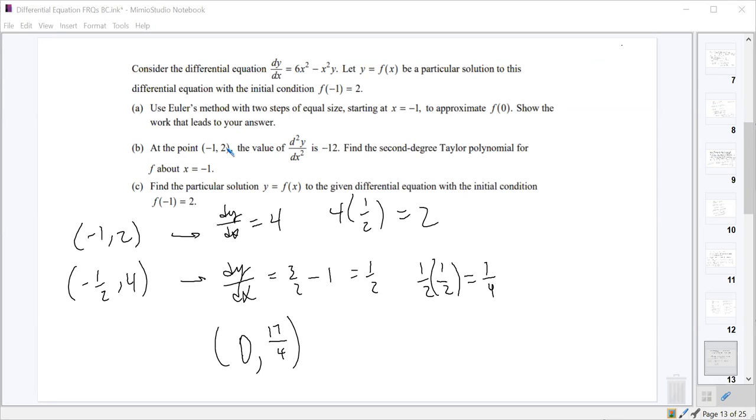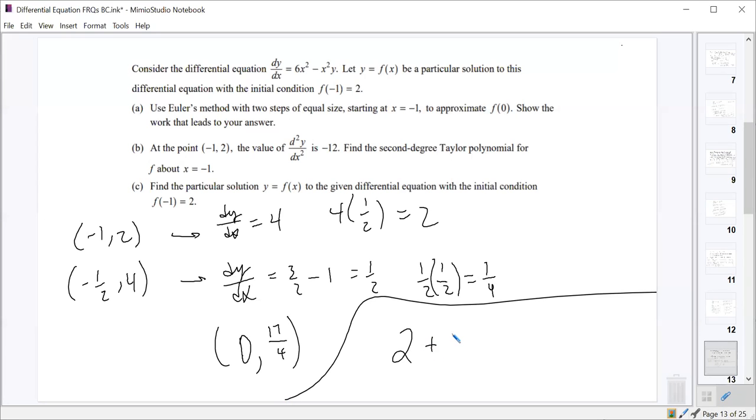All right. We are told that at the point -1, 2, the second derivative is -12. Find the second degree Taylor polynomial for f about x equals -1. Okay, so the first thing should be 2 from f of -1 equals 2. And then the first derivative at -1 was equal to 4. So that ought to be plus 4 times x plus 1, since we're centered around -1. So it's x minus the -1 or x plus 1.